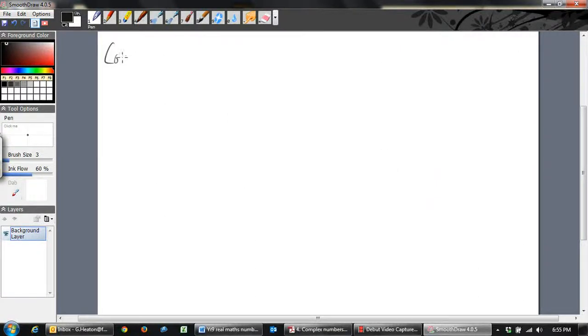So let's go back to that now. Convert half minus root 3 on 2 i into polar form.